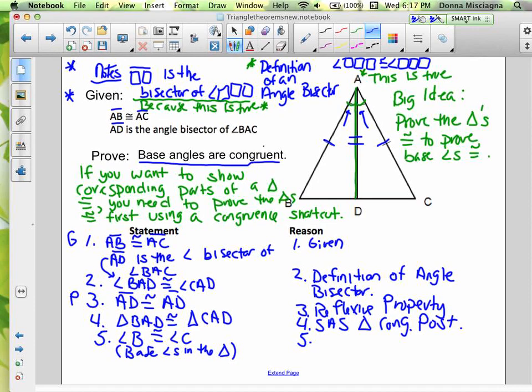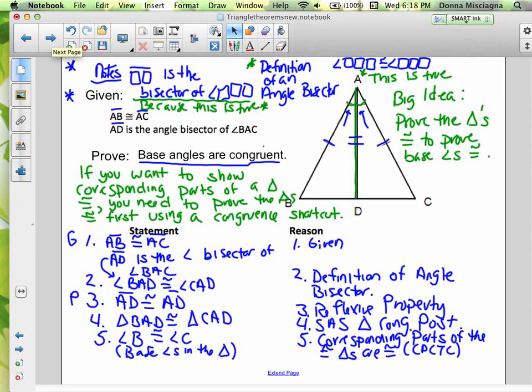We talked about that if you prove triangles congruent, you know that all the corresponding parts of the congruent triangles are congruent. Sometimes it's also abbreviated as CPCTC, but make sure you know what those letters stand for when you're using that, right? So now we have done just what we set out to do.